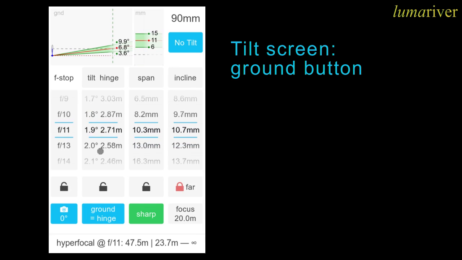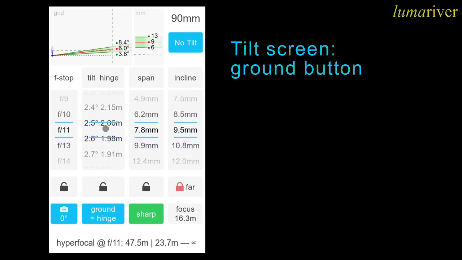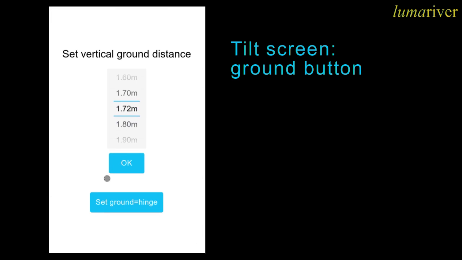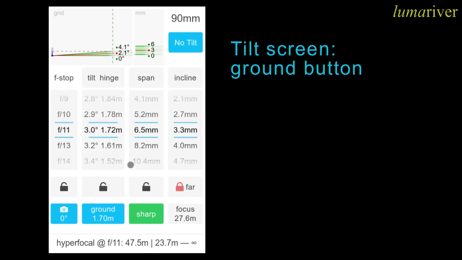Here we have a 90mm lens, hinge and ground distance at 1.7 meters, and as we can see, the depth of field wedge here is quite narrow. When we press the ground button, we can set a specific ground distance. Let's set it to 1.7 meters, which is my typical tripod height. Now we can see in the button that the ground distance is 1.7 meters, and we can see in the diagram that the ground has moved and we have got intersection indicators.